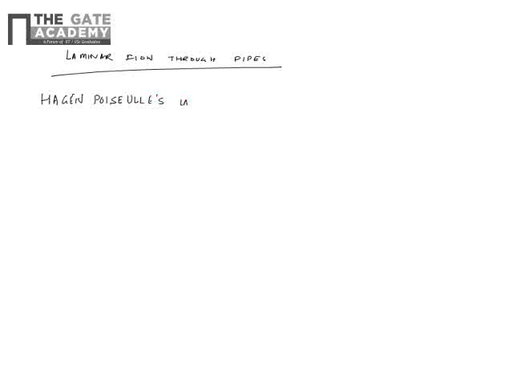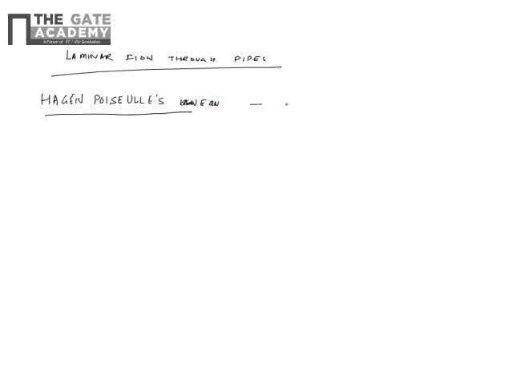Let's discuss an important topic called laminar flow through pipes, or basically flow through pipes. Here our focus will be to derive the Hagen-Poiseuille equation. Hope I'm right in the spelling. So we'll derive the Hagen-Poiseuille equation, or Hagen-Poiseuille's law, basically.